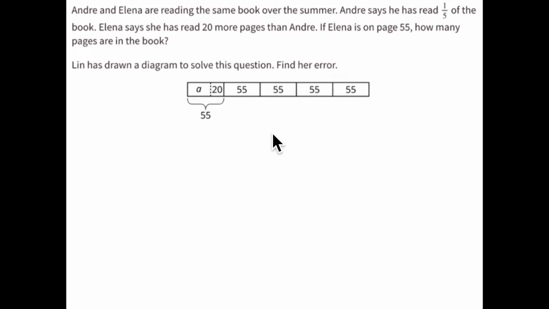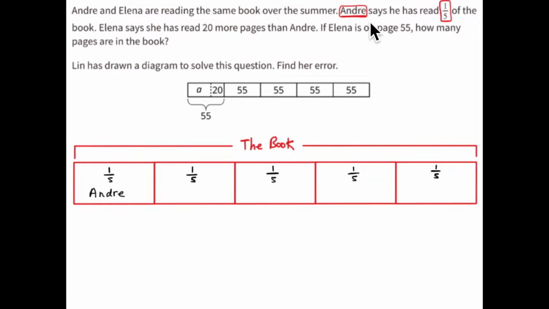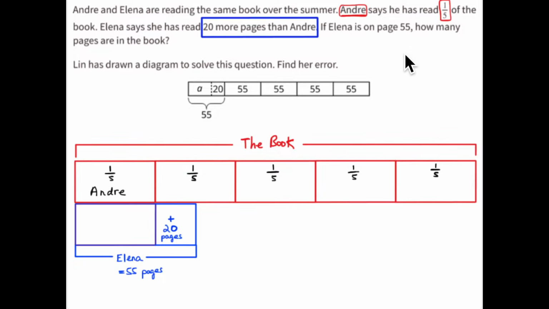So to find Lynn's error, I made a drawing of what Andre read. Andre read 1/5 of the book. So here's the book. I divided that book into 5 equal parts, and Andre read one of those 5 equal parts. So Andre read 1/5 of the book. And then the puzzle says that Elena read 20 pages more than Andre, and Elena is on page 55.